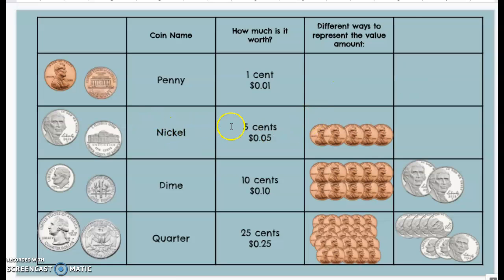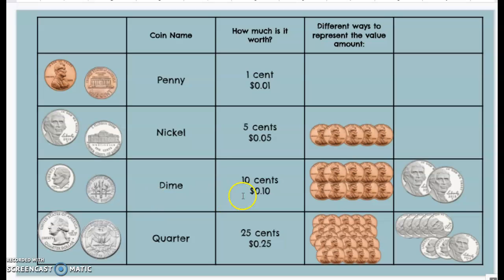Here's our nickel. Our nickel is 5 cents. You would see it represented as you were writing like a dollar sign, and this is how it's represented. And a nickel can be represented with 1 nickel or 5 pennies because a nickel is 5 cents, a penny is 1 cent, so 5 pennies would equal 1 nickel.